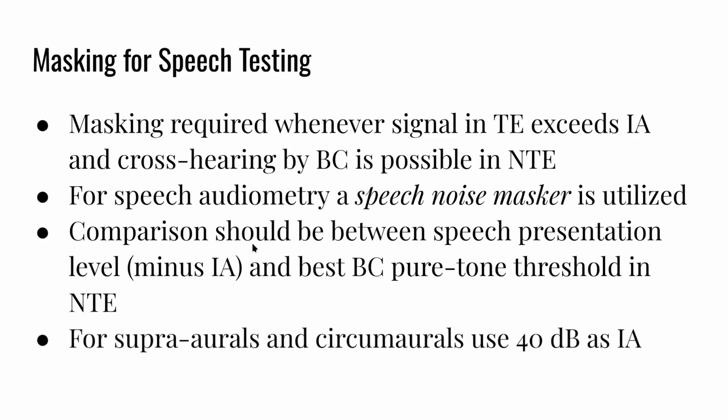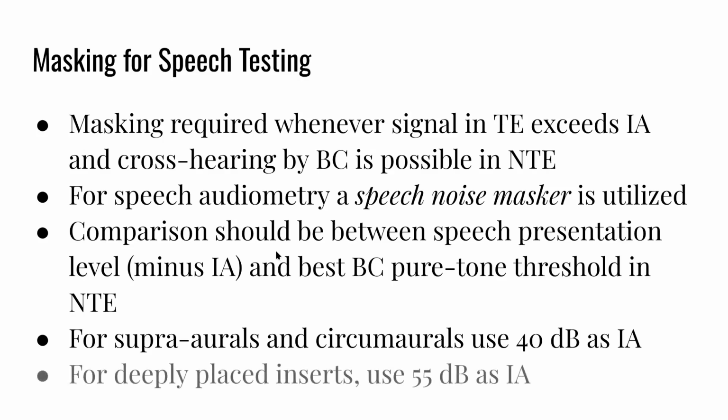For supraorals and circumorals, we use 40 dB as our minimum interaural attenuation, which is what we're using in the formula here. So presentation level minus minimum interaural attenuation of 40 dB, and we take into account the best bone conduction threshold in the non-test ear. For deeply placed inserts, we talked about 55 dB as our interaural attenuation minimum.